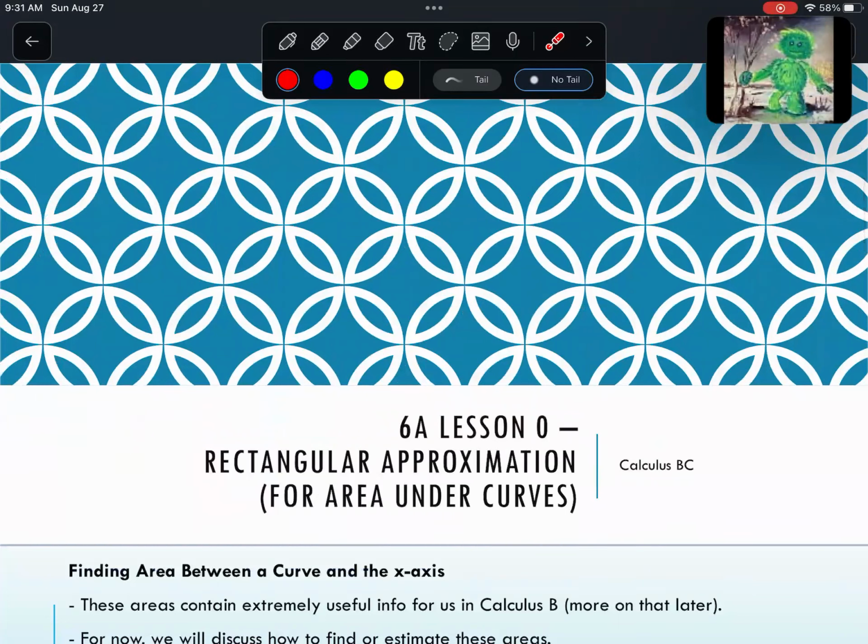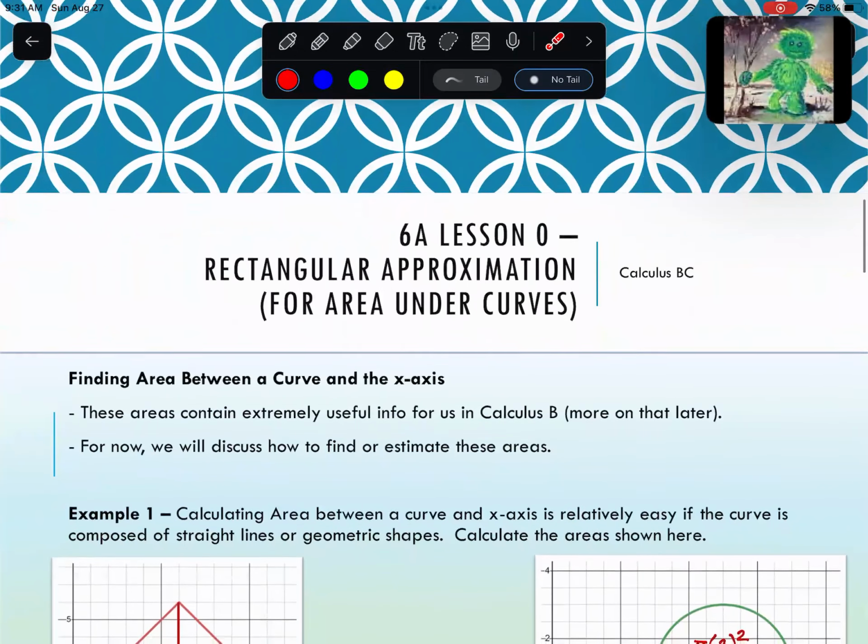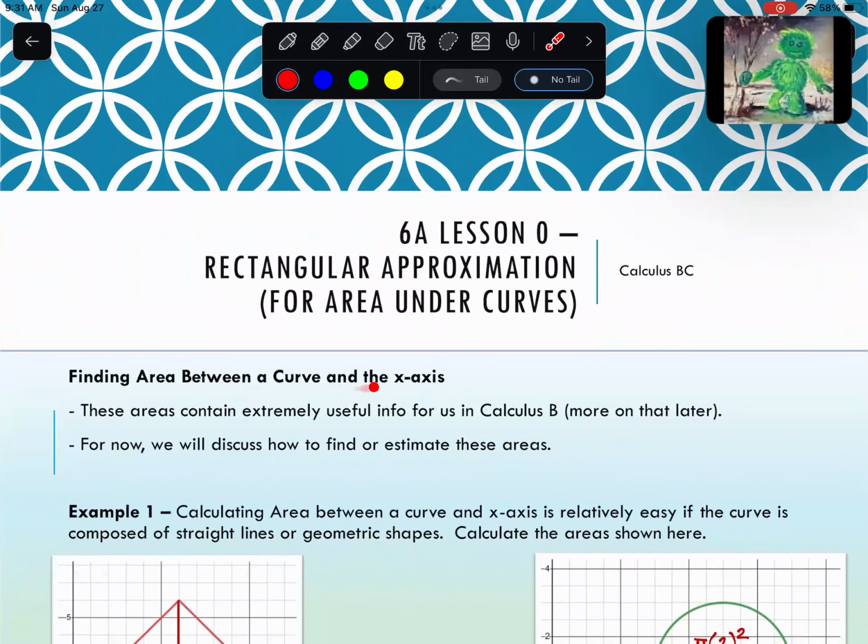Okay, lesson 0 from Unit 6A, rectangular approximation. I'm going to find area under curves. Finding the area between a curve and the x-axis.